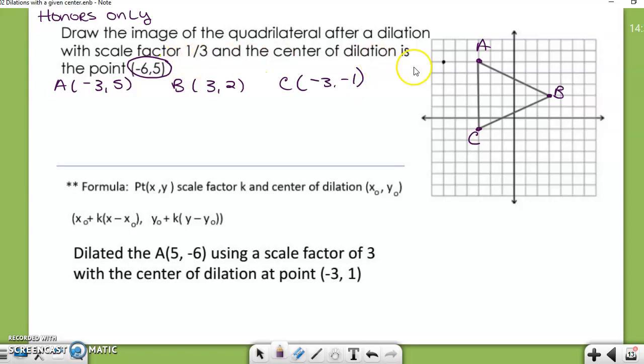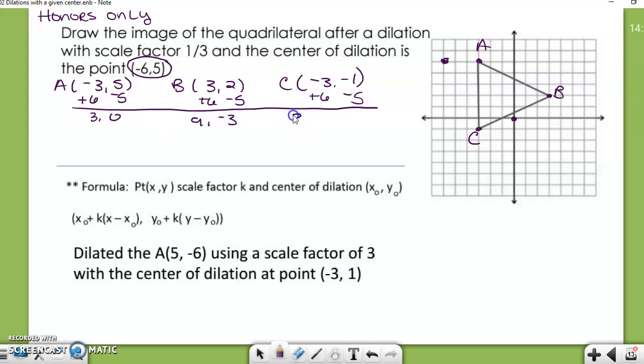first thing I want to do is translate this point right here back to the origin. In order to do that, I have to go right 6 and down 5. Again, it is just like subtracting this point, subtracting -6 and 5. I'm going to get my little results here. And this is where I'm going to apply my scale factor. It was 1/3, so I'm going to divide by 3.